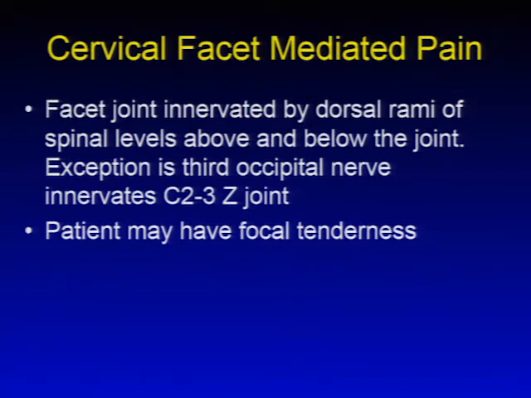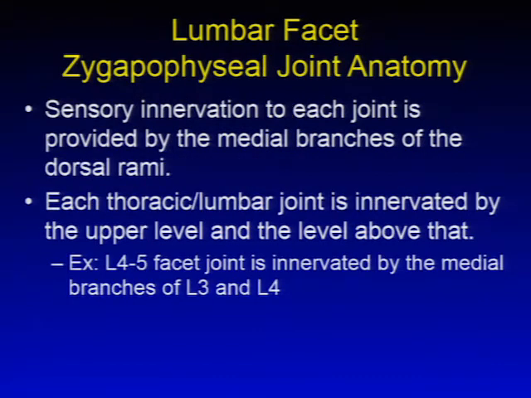In the neck, a type of somatic pain syndrome is facet-mediated pain. The facet joints in the cervical area are innervated by the dorsal rami of the spinal levels above and below the joint. An exception to this is the third occipital nerve, which innervates the C2-C3 joint. Cervical facet-mediated pain typically may be seen with patients who have focal tenderness.